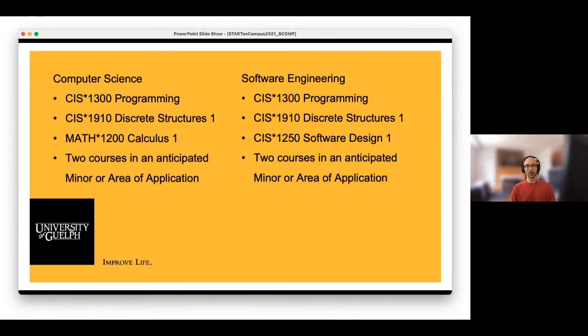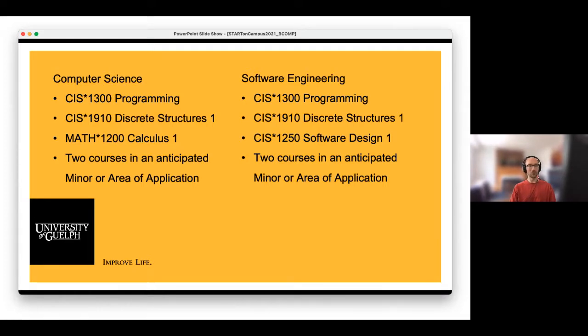These are basically your required courses. If you're in computer science or software engineering, the two core courses will be the same for both: CIS 1300 Programming and CIS 1910 Discrete Structures 1. The computer science majors will take Math 1200 Calculus. The software engineering students take CIS 1250 Software Design 1.